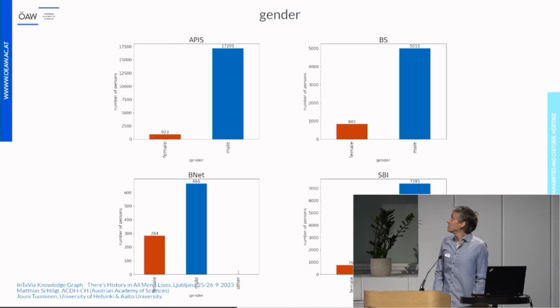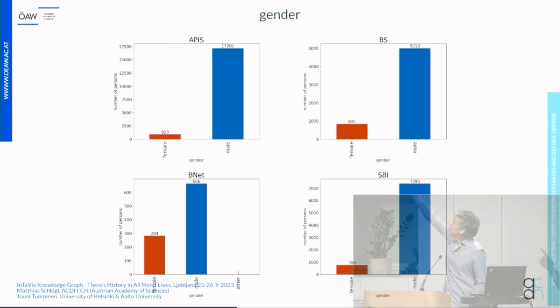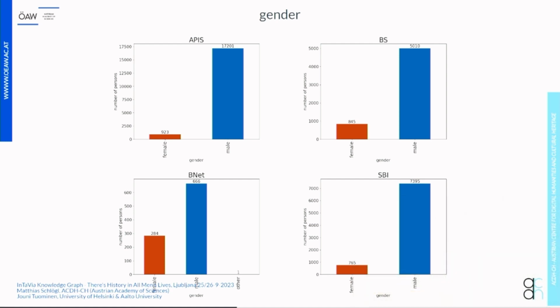Then there is obviously a big gender bias in the data set. As you can see, the Austrian data set, for example, has only around 900 female biographed persons, where we have 17,000 males. On the bottom left, you see the BiographyNet data. There actually was a data problem with the gender that has been solved already, but we haven't updated the images yet.